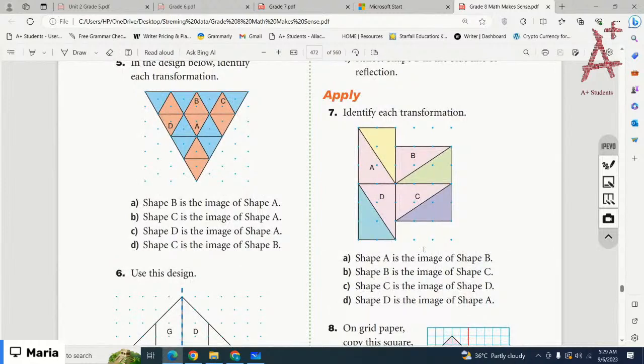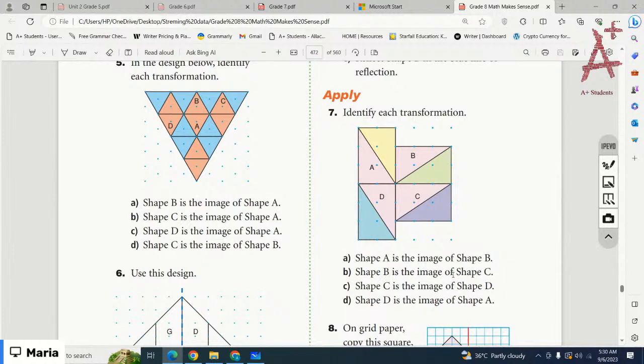Shape A is the image of shape B. Here is A and here is B, right? So that means shape B is rotating counterclockwise, right? That means that a rotation from A to B is the rotation, right?